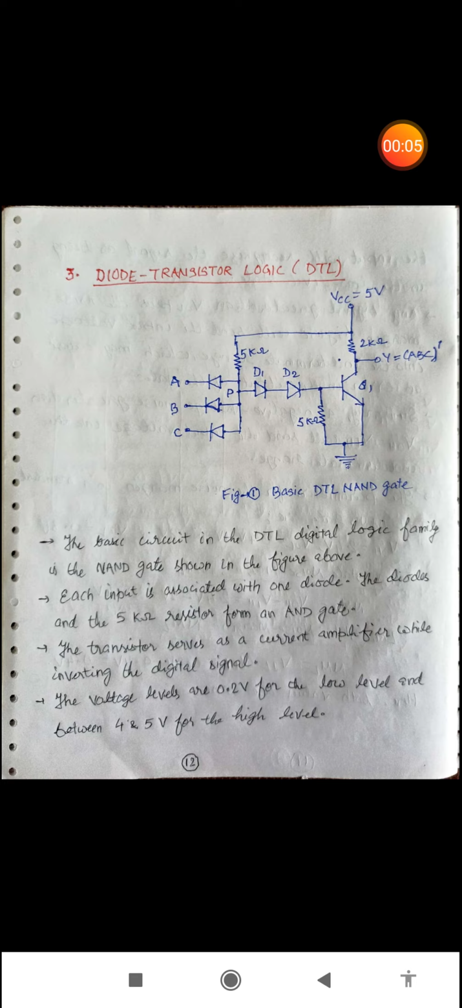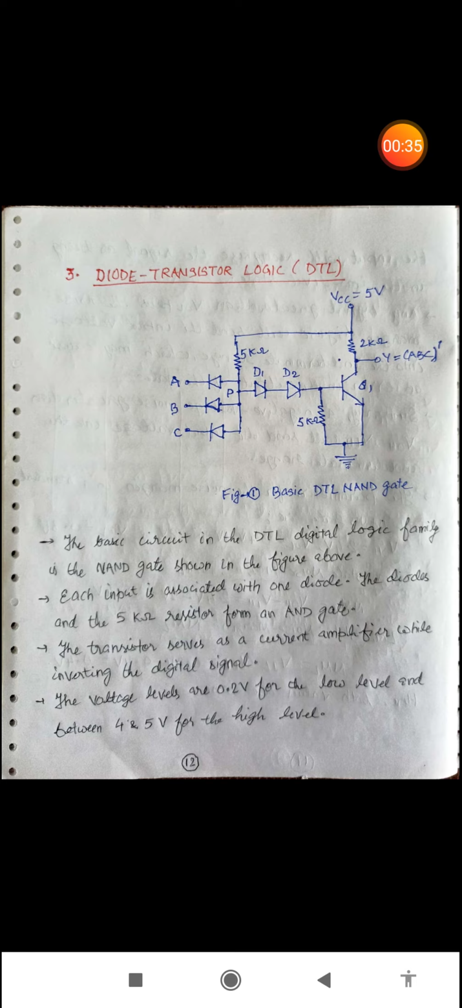Now I am going to discuss the different logic families, and this one is the DTL, diode transistor logic, which is the first of the digital logic gate families. So the basic circuit in the DTL digital logic family is the NAND gate as shown in the figure.